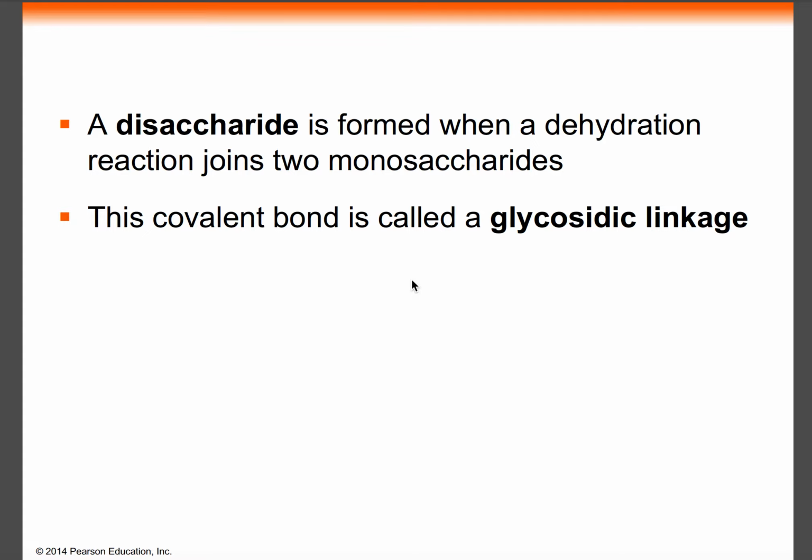We said a disaccharide is two monosaccharides put together. So in dehydration reactions, when you join monosaccharides, two monosaccharides are going to form a disaccharide. The bond between each monosaccharide is a type of covalent bond that we call a glycosidic linkage.